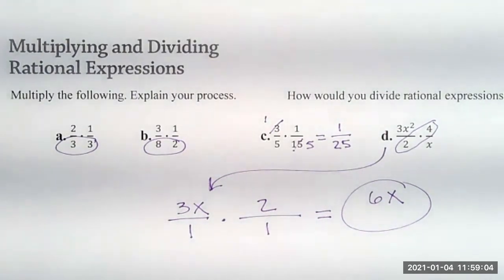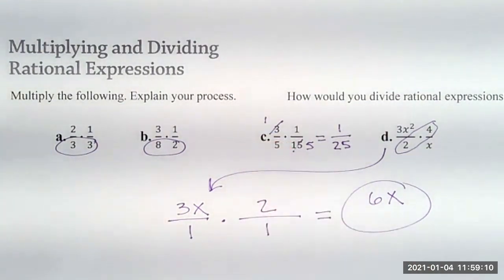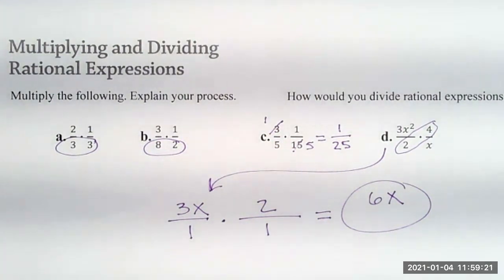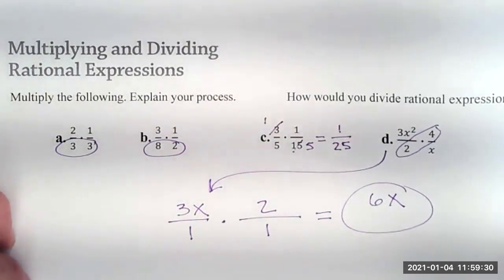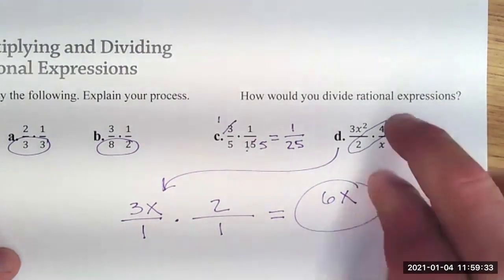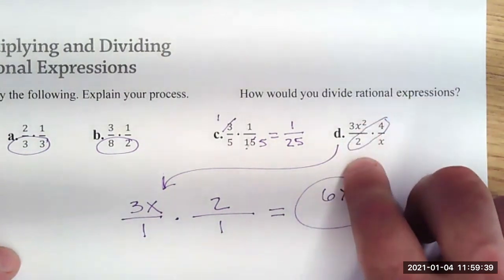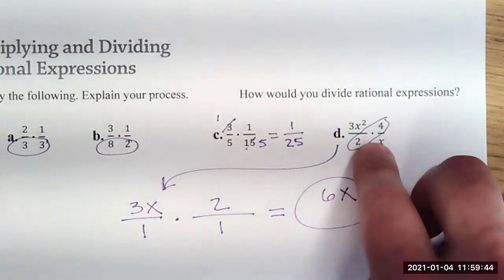Now I think you'll find that when you factor out common factors initially, before you find the product, that will be easier, especially when we're working with rational expressions that can include polynomials with multiple terms. Okay, so again, division is no different. The only difference is you would invert the second part. If it were 3x squared over 2 divided by 4 over x, that would be equivalent to 3x squared over 2 multiplied by x over 4.